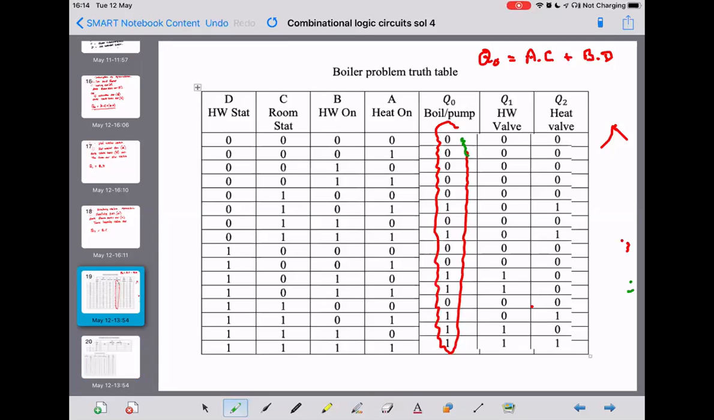Yeah, so A and C, A's on there, no. There, not there. Here, we've got A and C, we got a 1. And there, and there, not there, it's wrong. But that might be in there because we've got a B and D in there. And here we've got B and D as well. So they're all right. And here we've got B and D, and here we've got B and D, and all the others are zeros. So that truth table column for Q0, the boiler and pump, is correct.